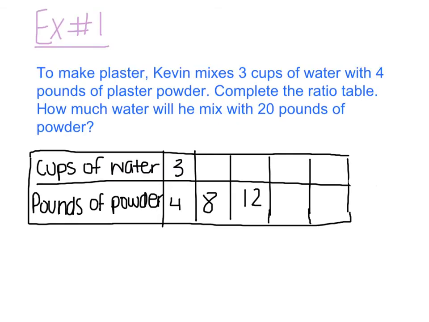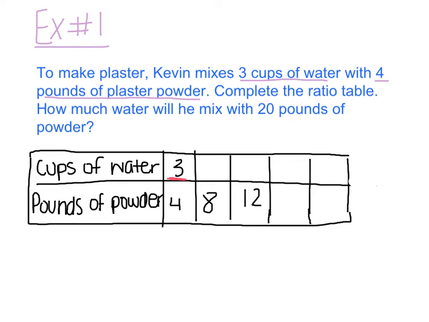Okay, example number 1. To make plaster, Kevin mixes 3 cups of water with 4 pounds of plaster powder. Complete the ratio table. How much water will he mix with 20 pounds of powder? So we're going to first just complete the table. So we have to figure out what the pattern is. And as you can already see, they started the table for us.